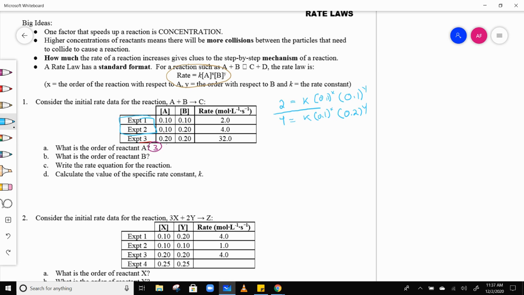Then we divide these two by each other. The K's will cancel out. The 0.1 to the x will cancel out. So we have 2 over 4 equals 0.1 to the y over 0.2 to the y. Okay, 2 over 4 is 1/2. 0.1 over 0.2 is 1/2, so 1/2 to the y equals 1/2. So our y, therefore, is 1. So the order of the reaction with respect to B is 1.